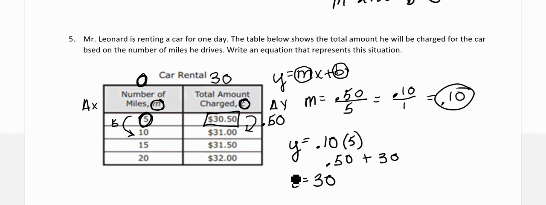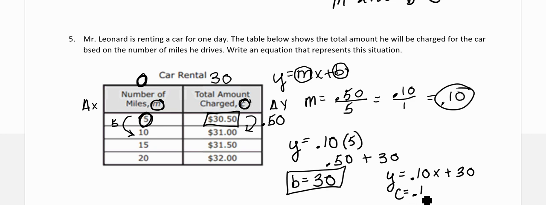Okay, so let's write our equation. If b equals 30 and m equals 10, we're going to write it as y equals 0.10x plus 30. Now, with this situation, you might also see it as C equals my cost equals 10 cents per mile plus 30. So either of these are acceptable.